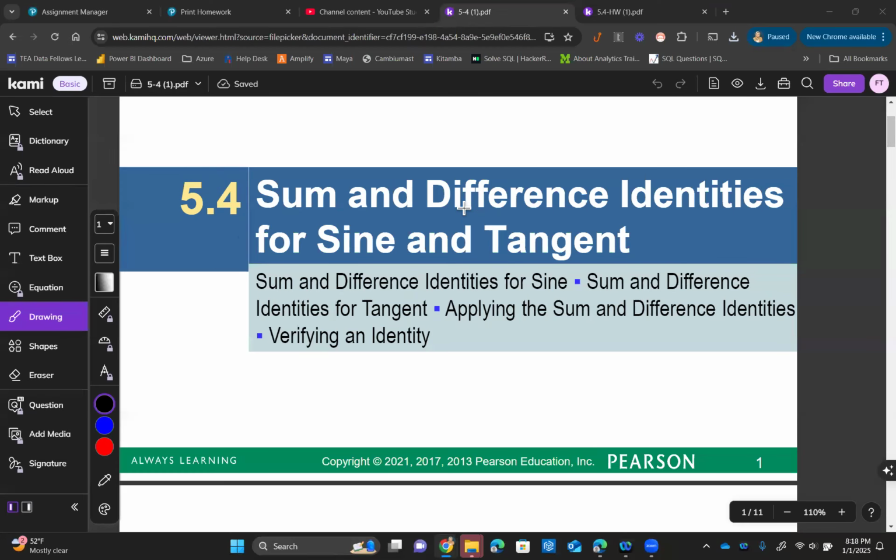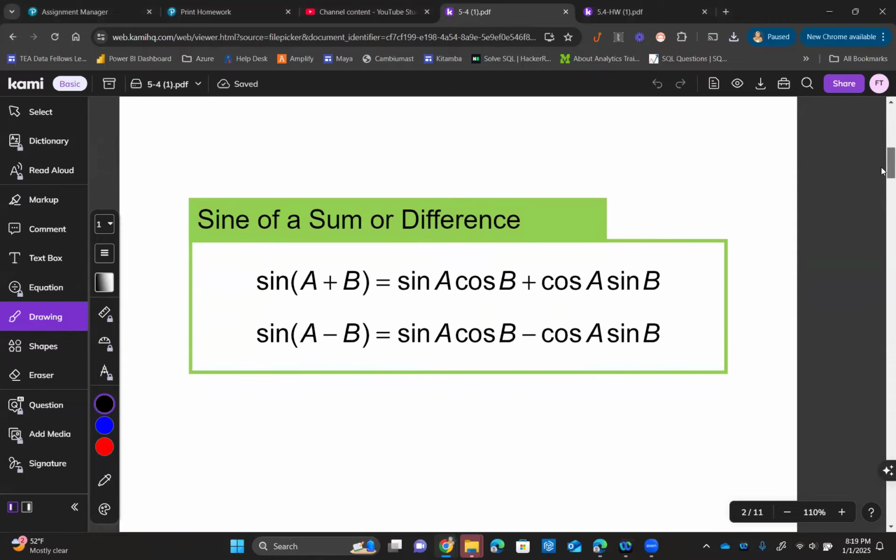Lesson 5.4 is called Sum and Difference Identities for Sine and Tangent. So again, we have some formulas that we need to memorize for this section. If we are looking for sine of A plus B, the formula we need is sine of angle A times cosine of angle B plus cosine of angle A times sine of angle B. And similarly, if I need sine of angle A minus B, I will need sine of angle A times cosine of angle B minus cosine of angle A times sine of angle B for the sine function.